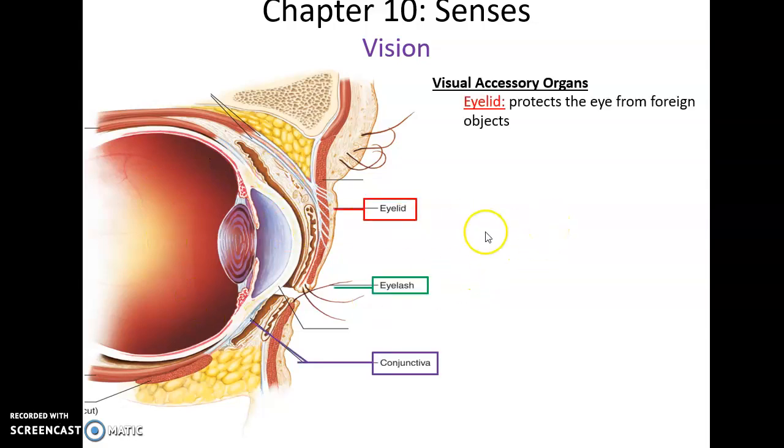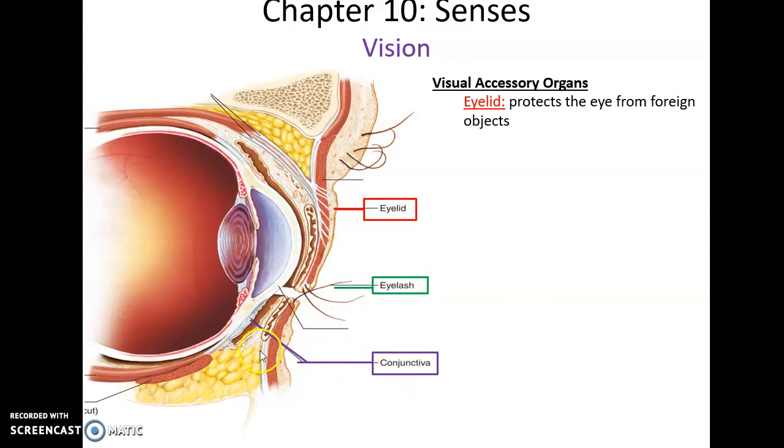So when we look at the eye, we also notice that there are important structures that assist our eyes. For instance, we have eyelids, upper and lower eyelids. They protect and prevent foreign objects from making contact with the eye, so they provide protection. We've got eyelashes to try and catch particulates, materials that try to get into the eye.